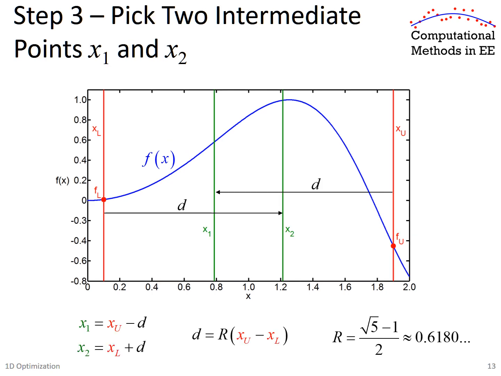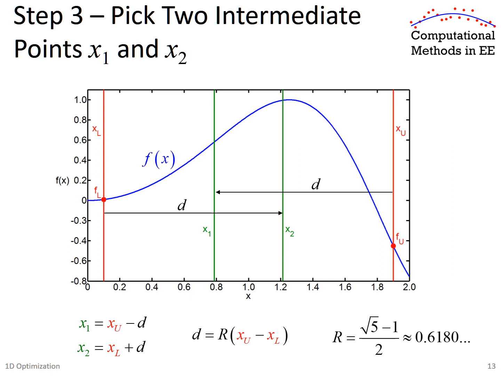At this point, and this seems like a weird step, later on we'll derive the math here, but we calculate two intermediate points, x1 and x2. And we do it in sort of a strange way. We're placing x2 some distance from the lower limit, and we're placing x1 some distance back from the upper limit. Both are coming from a distance d. And that seemed a little strange.